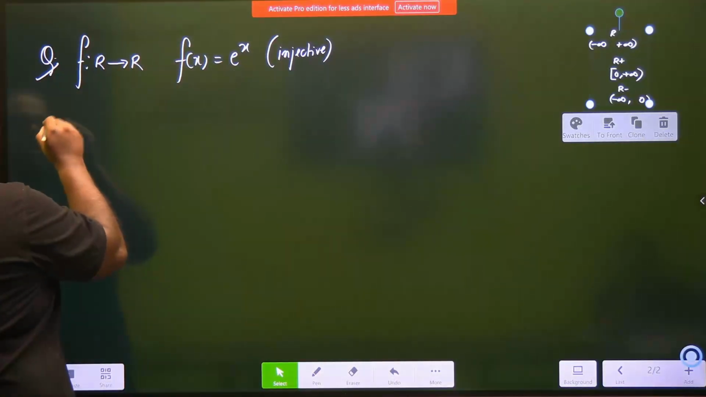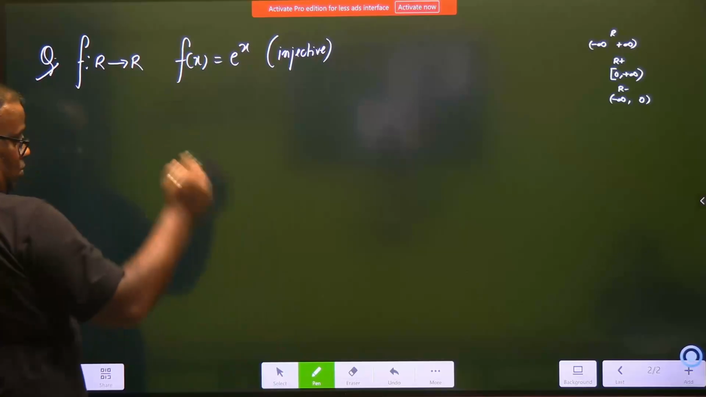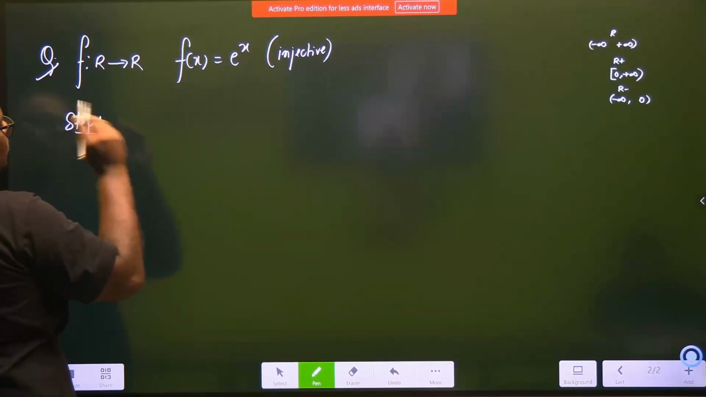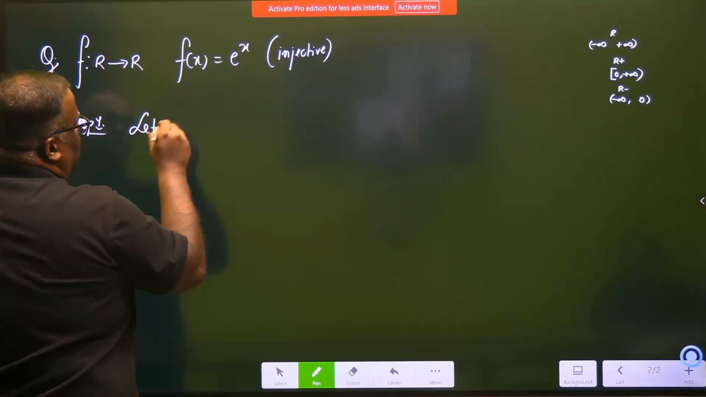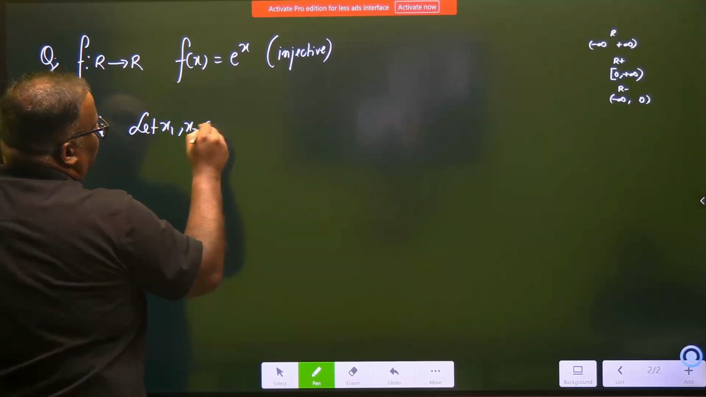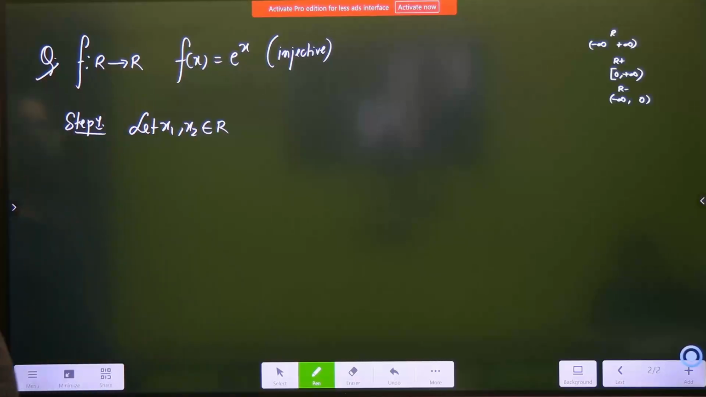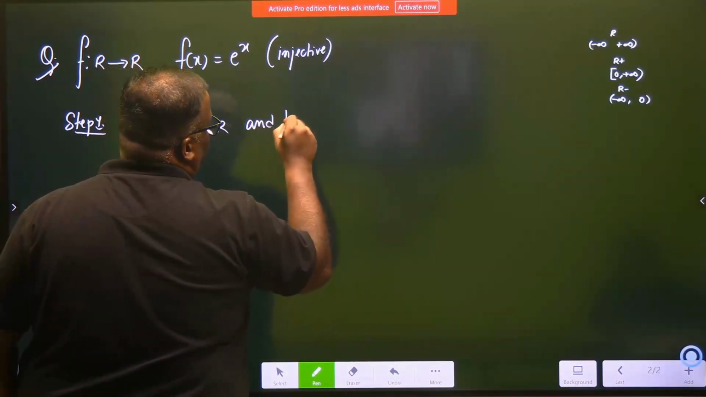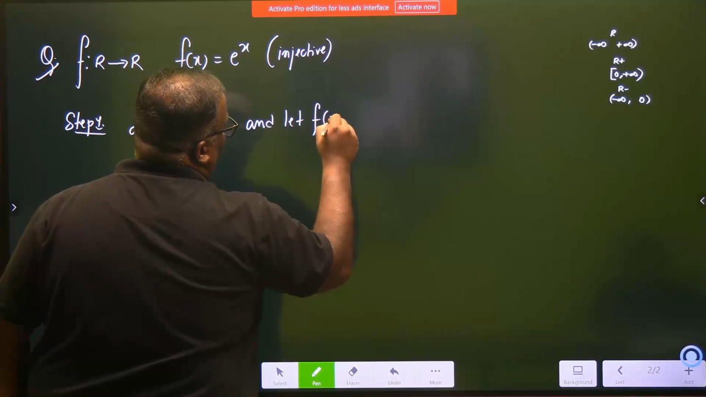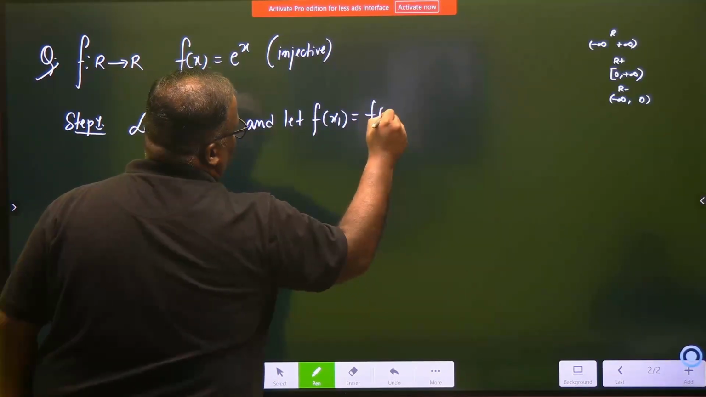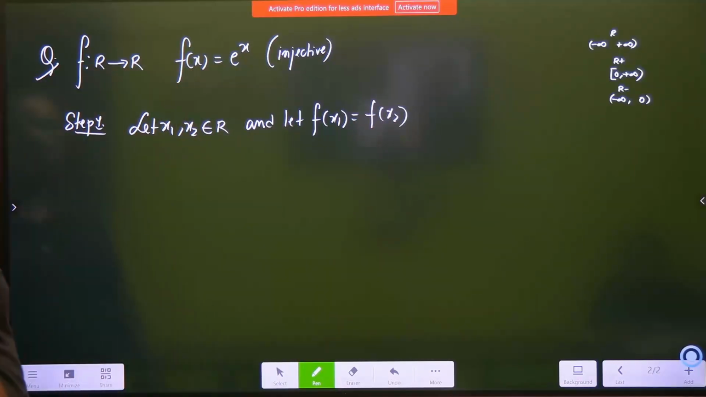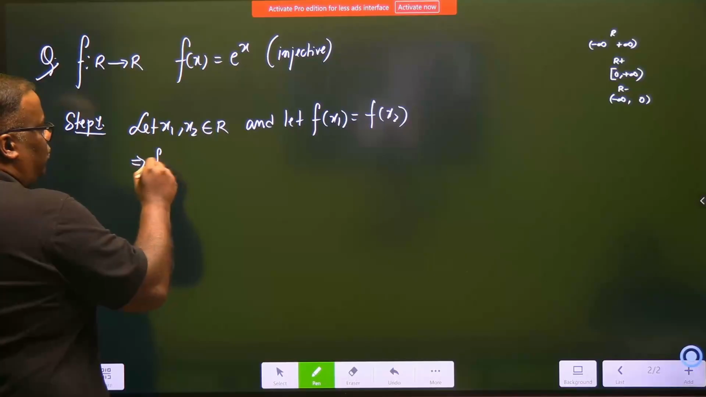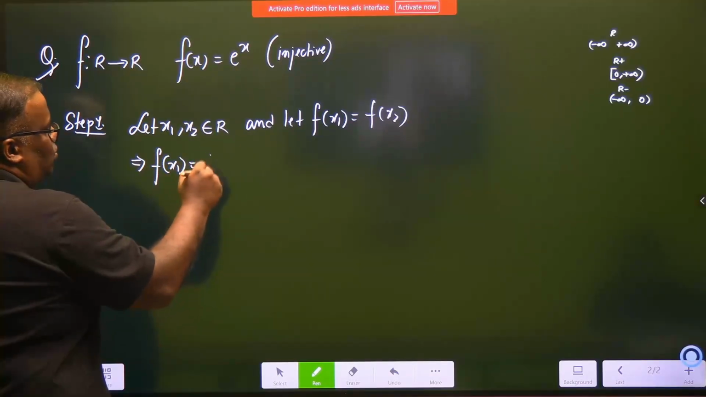So our step 1. What was step 1? You have to prove that. We say let x1 and x2 belong to R. R means the real number family. Okay? And let f of x1 be equal to f of x2. Fine? So we write f of x1 is equal to f of x2.